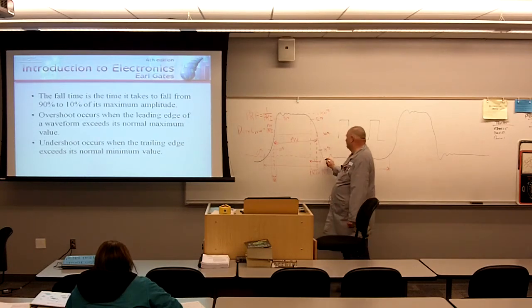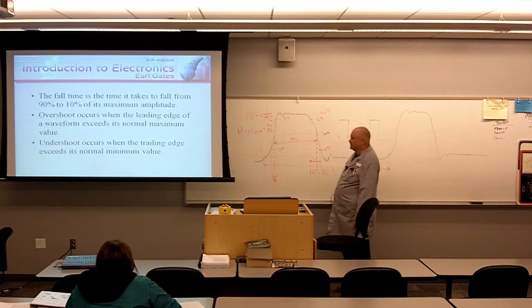Undershoot occurs for the same reason. This would be the undershoot right down here. The target was 0%. We wanted it to come right down and then boom, crisply stay off. Instead, we overshot that. Went a little bit negative.